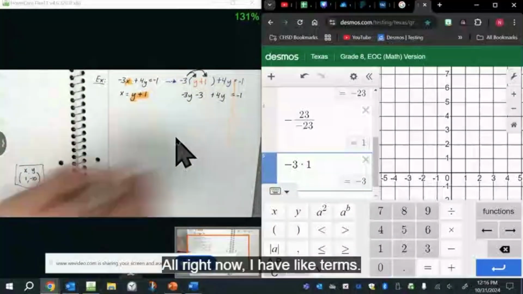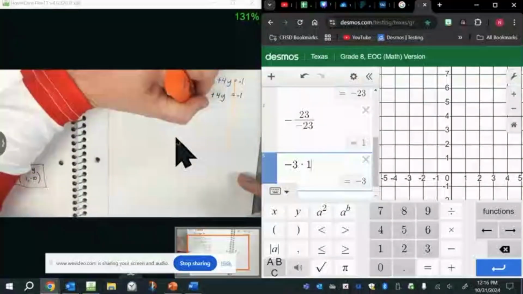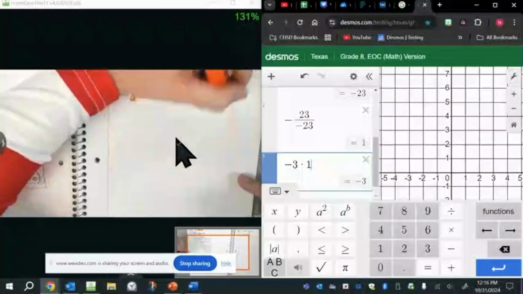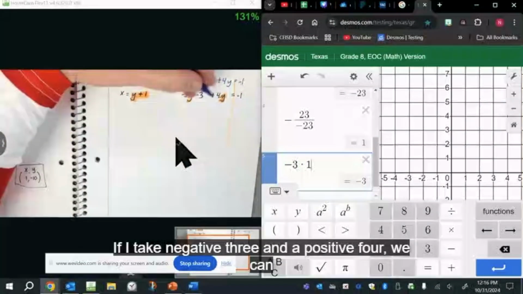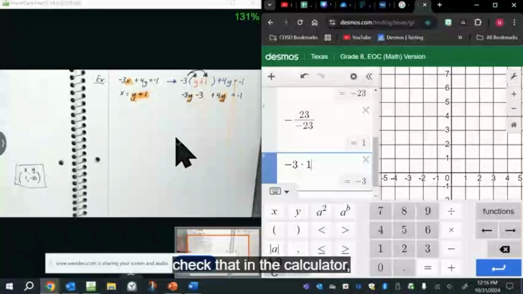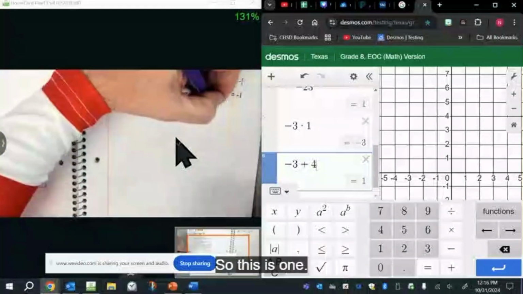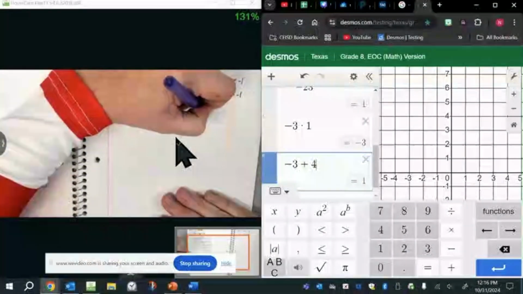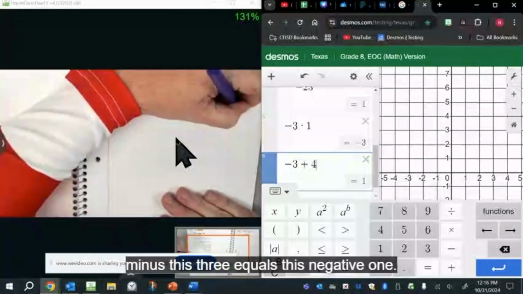All right, now I have like terms. Here's my y's. Those two are alike. If I take negative 3 and a positive 4, we can check that in the calculator. Negative 3 plus 4 tells me I have a value of 1. So this is 1y minus this 3 equals this negative 1.